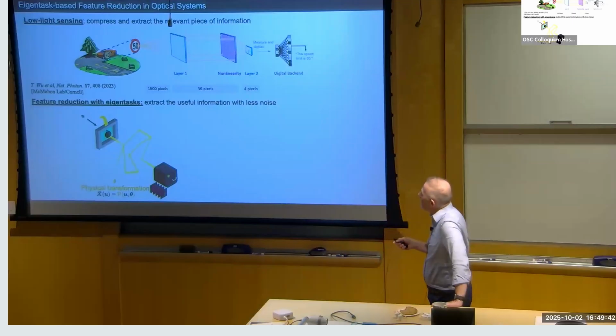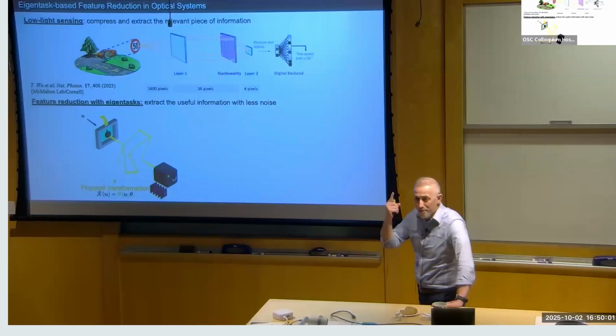A general idea in estimation theory is that you can compress all this information. Maybe you start out with many pixels, but reduce it to, let's say, 4 pixels or just 1 pixel.